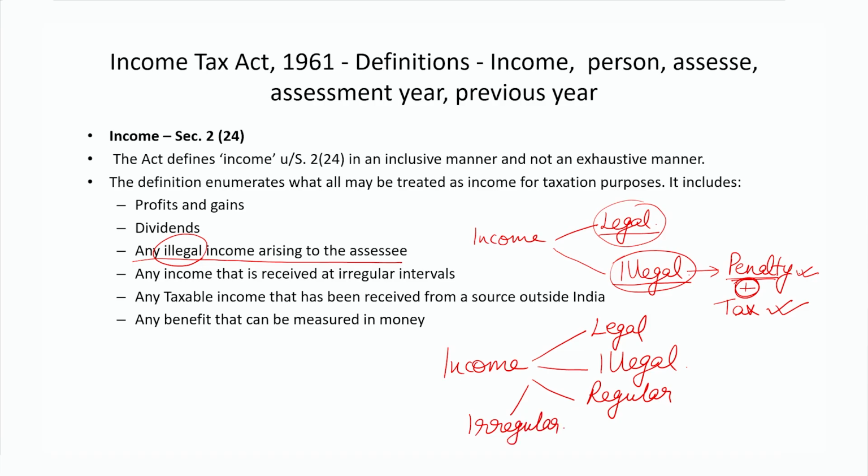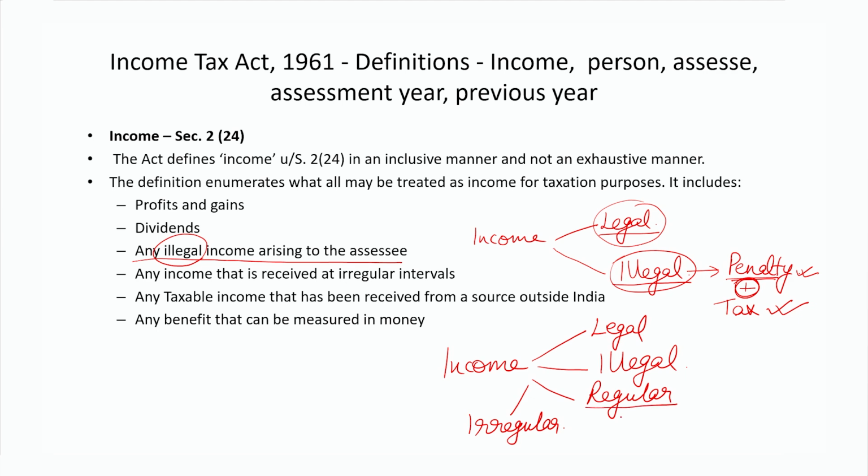Regular income, let's say for example, you are in some sort of service, right? And you are getting your income on a monthly basis. Or let's say for example, you are running a business and you're getting your income on a regular basis. You are probably renting out your house property and you are getting some rental income on a regular basis. So that is when we say that the income is regular income.